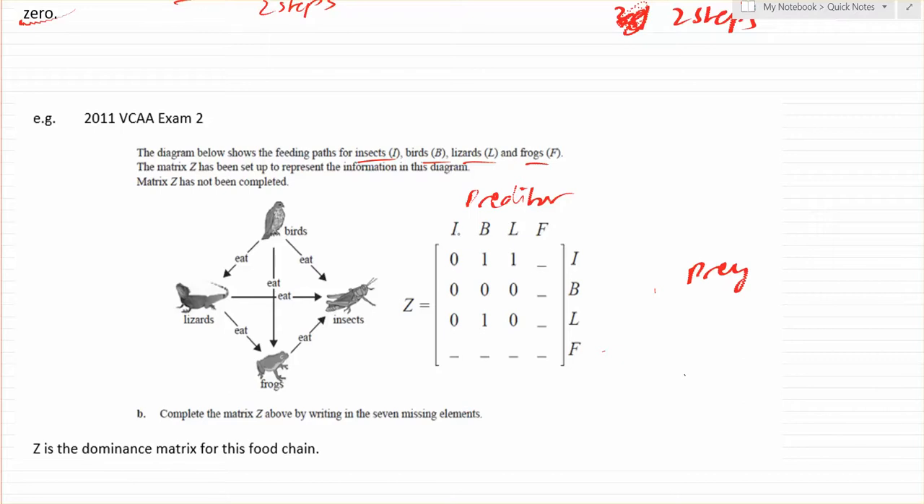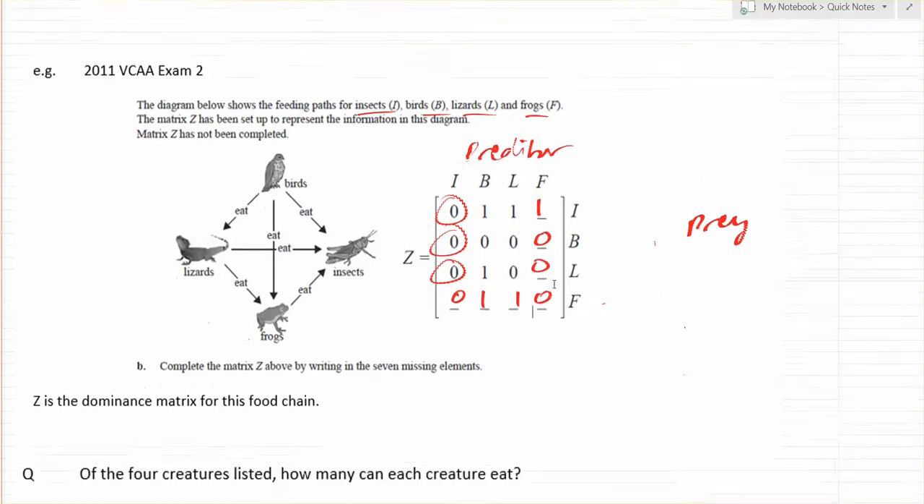Can insects eat insects? No. That makes sense. Can insects eat birds? No. Can insects eat lizards? No. Can insects eat frogs? No. Can birds eat insects? Yes. Can birds eat frogs? Birds can eat frogs, so put a 1 there. Can lizards eat frogs? Yes. Can frogs eat insects? Yes. Can frogs eat birds? No. Can frogs eat lizards? No. Can frogs eat frogs? No. So we filled in the dominance table.